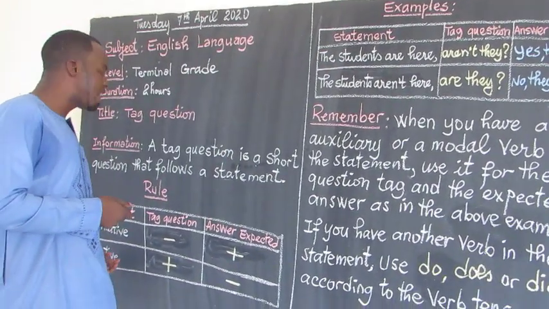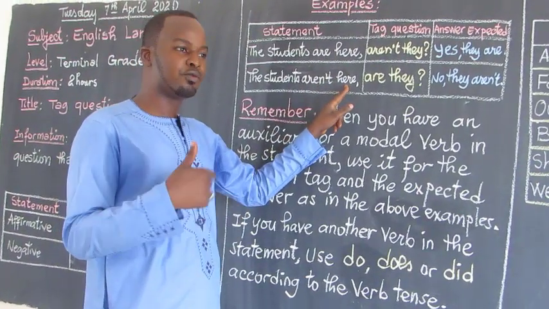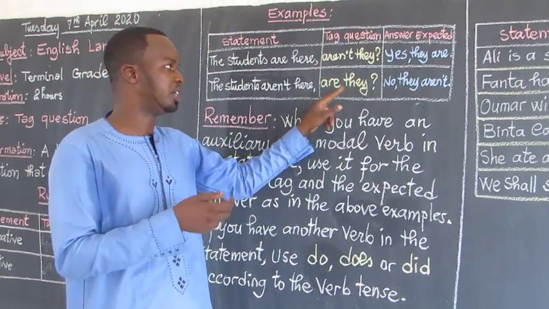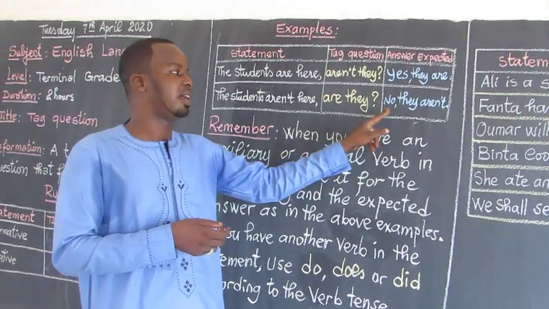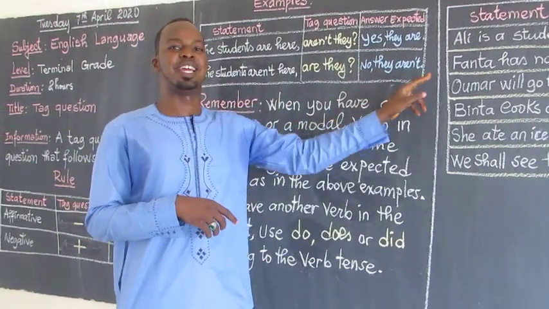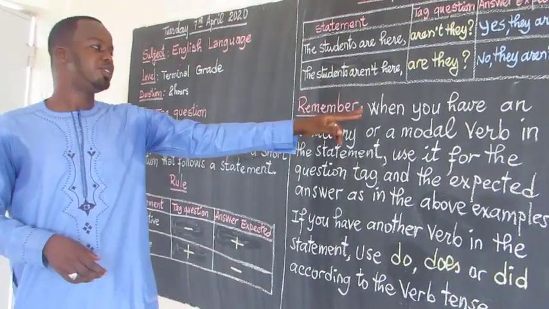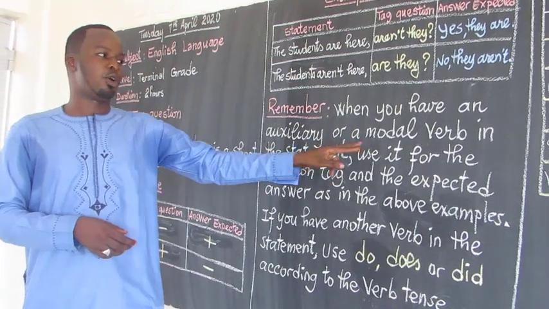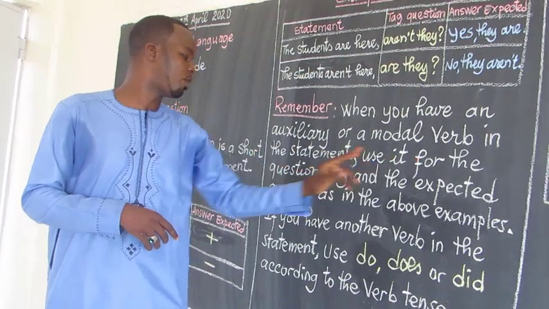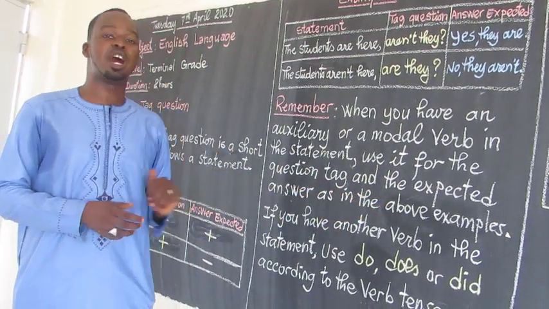For the second case, we have a negative statement, like here, the students aren't here. For the question, we have an affirmative one. Are they? And the answer expected is negative, like the statement. No, they aren't. So, you have to remember, when you have an auxiliary or a modal verb in the statement, you have to use it for the question tag and the expected answer as in the above examples.